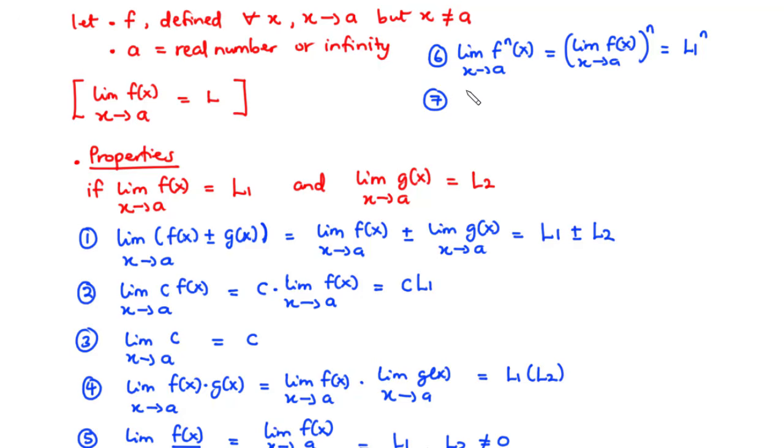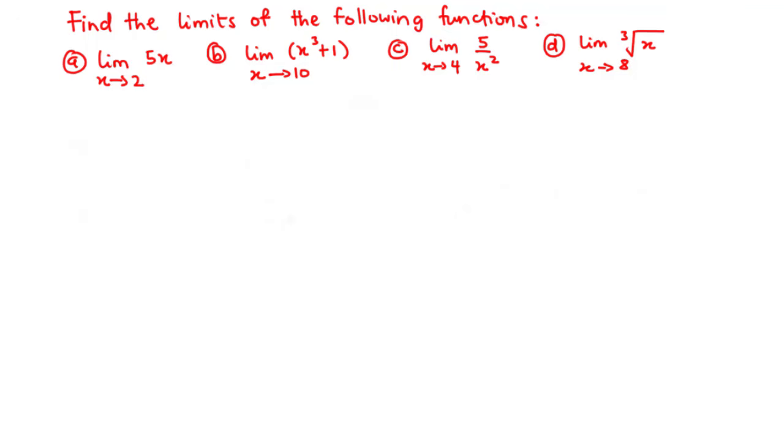And then 7. The limit of the nth root of f of x as x approaches a is equal to the nth root of the limit of f of x as x approaches a, and that is equal to the nth root of L1. So these are some of the basic properties or theorems of limits, and we are going to use these properties to solve a couple of examples. So let's try these examples. We are going to find the limits of the following functions.